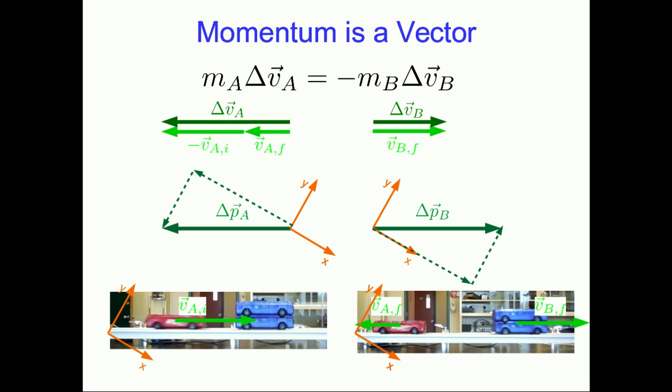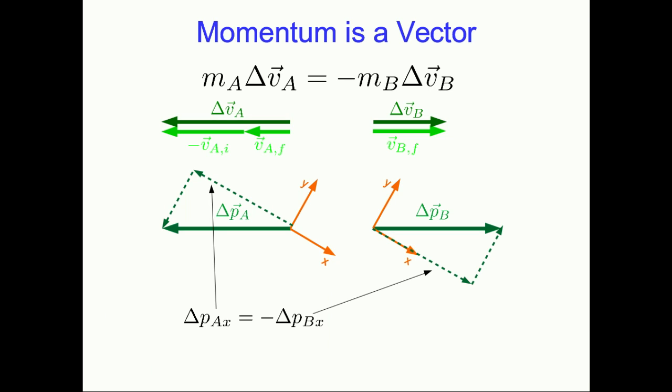And lo and behold, look, you can see that the x components of the delta p's obey that delta PAX is negative delta PBX, and the y components are doing the same thing. And so the original form of the equation that we had, which we just wrote for one component, has held for both components now that we've rotated the axes. And so this is showing that this is a vector relationship. It holds independently for the x and y components.